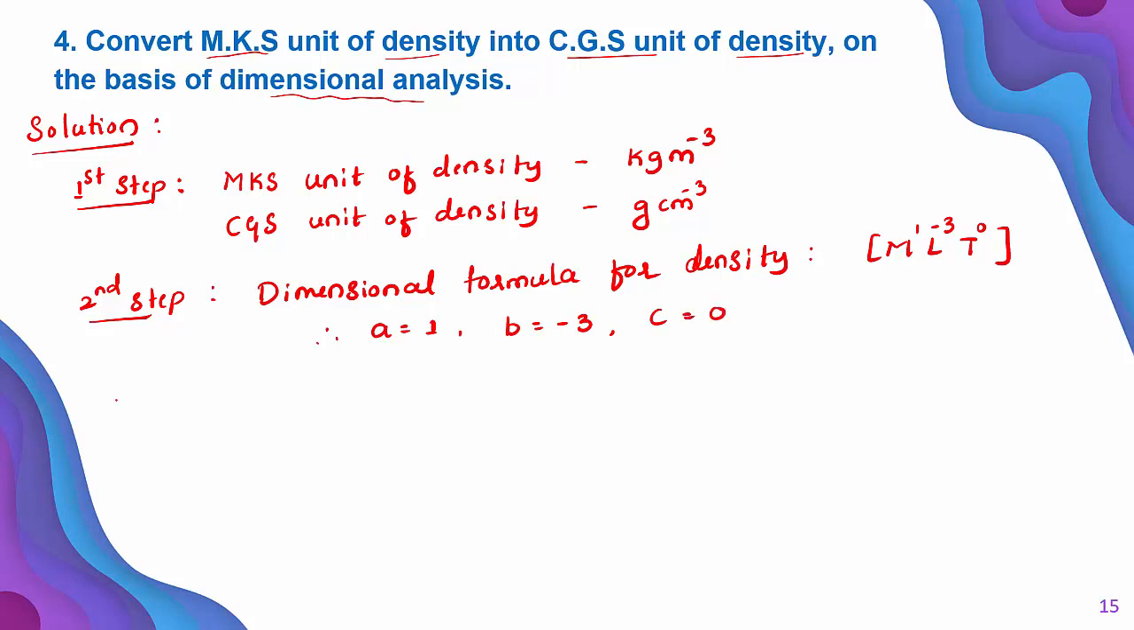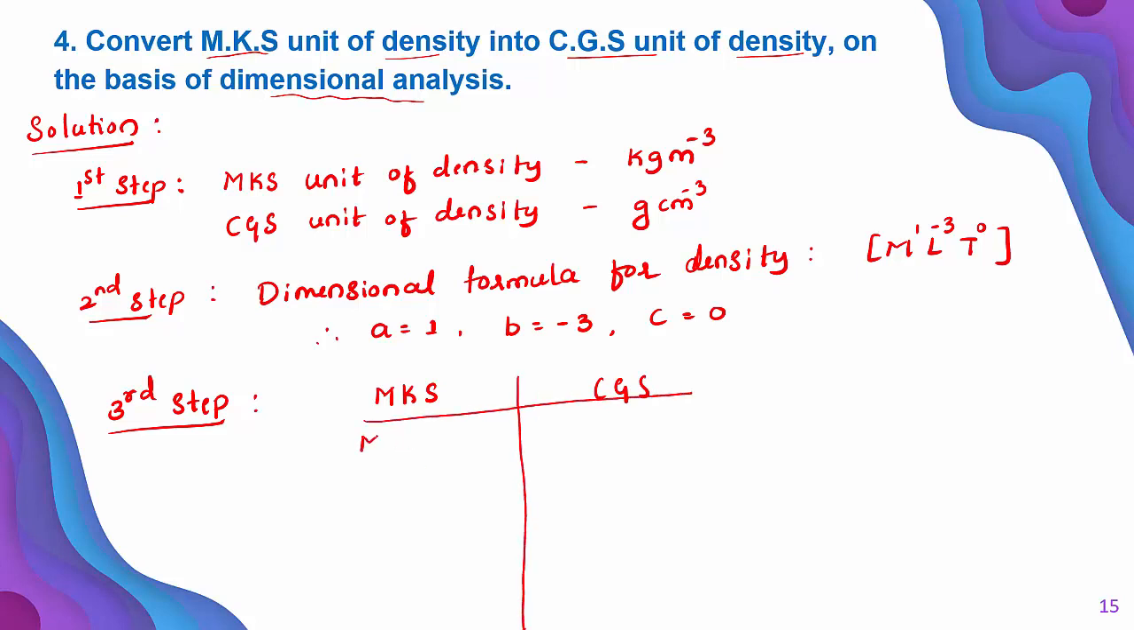This is step 2. Now what is the third step? We have to make 2 columns. The first column is about MKS and the second column is about CGS. Here I have to write the values of mass, length, time and numerical value. Let us take them as M1, L1, T1 and N1 for MKS. Similarly, in CGS we can write mass as M2, length as L2, time as T2 and numerical value as N2.